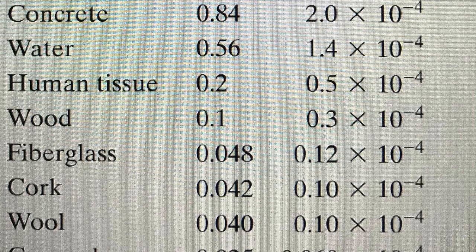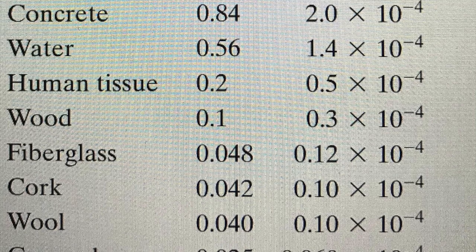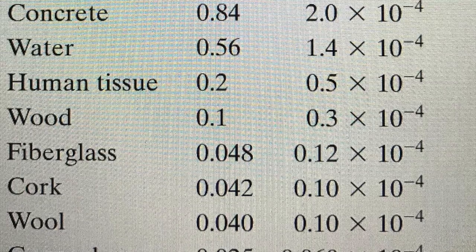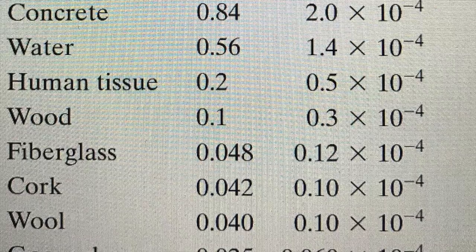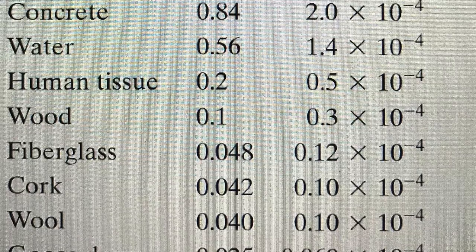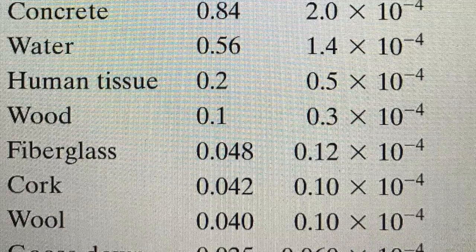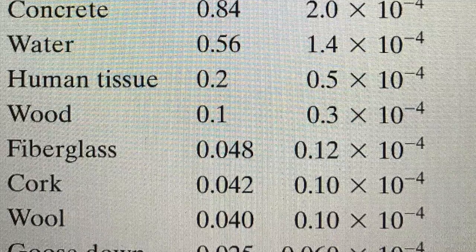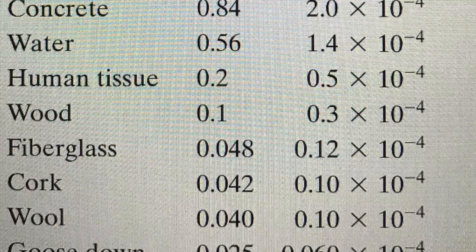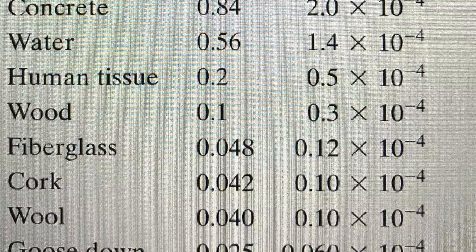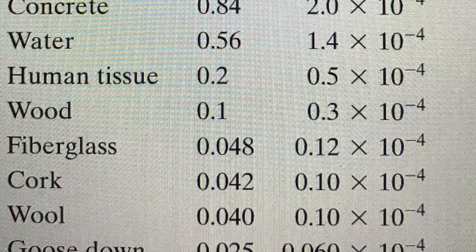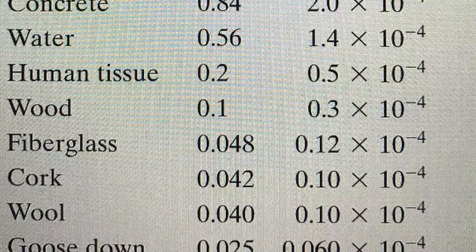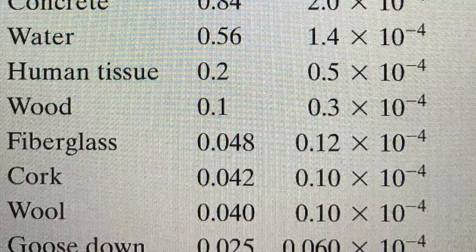So yes, water is a bad conductor. Human tissue is 0.2. Not good. Wood is 0.1. You can see how the conductivity changes. Fiberglass, the one which you use for drywalls and all that, inside, is 0.048. Now, thermal conductivity is an important thing in the construction world. Fiberglass is 0.048. Cork is close, 0.042.